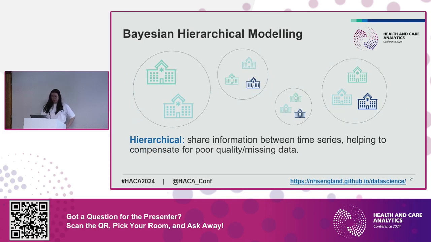The hierarchical part of this model means that information is shared between the time series, helping to compensate for poor quality or missing data. So there may be trusts, for example, that haven't got very good quality data that's reported, in which case it is grouped up with similar trusts, and it can share the information learned there to help produce a higher quality forecast.